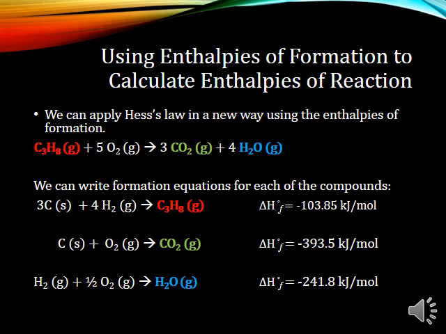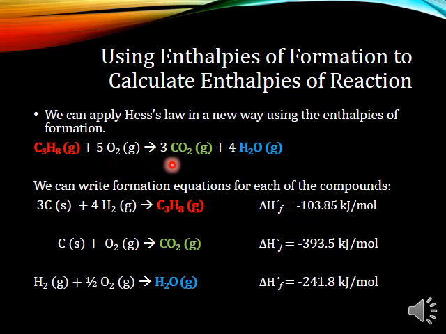So looking at this reaction, we have a couple of pieces that are really critical. We have the C3H8, which we call propane. You'd be familiar with that name. So the first reaction below says 3 carbon as a solid plus 4 hydrogen molecules forming C3H8, or propane. So the enthalpy of formation of that propane is negative 103.85 kilojoules per mole.